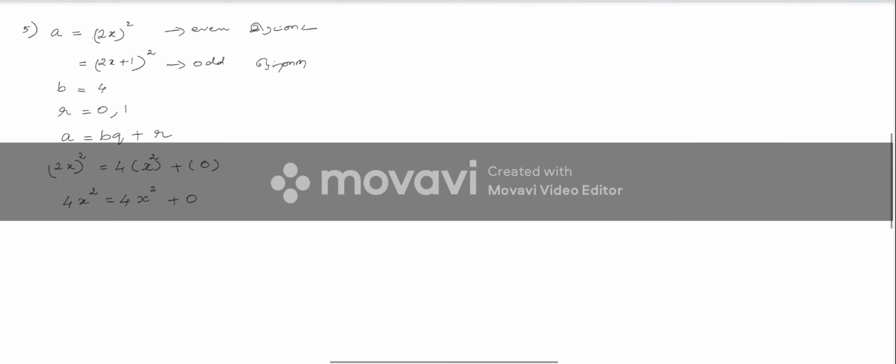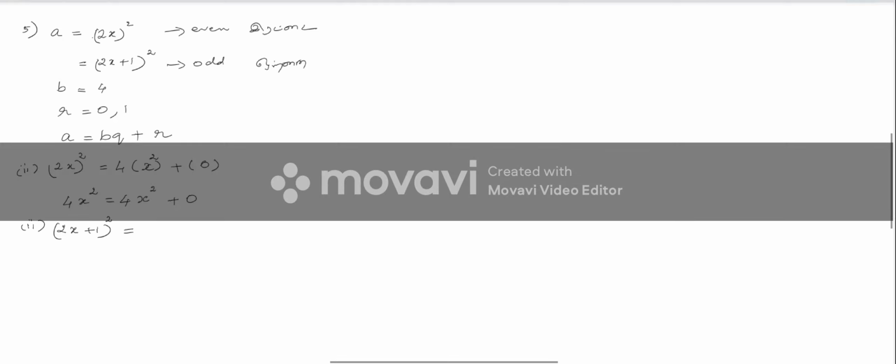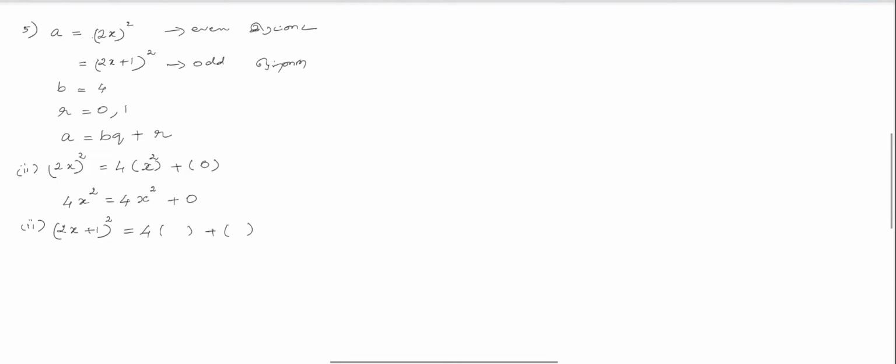And the next one, we'll move with the next one. We'll see for the odd one. When the dividend is an odd number, that is 2x plus 1 the whole square. And what is your b? B is 4. So using the lemma, you will be writing like this for the odd integer. And now you see this 2x plus 1 the whole square.